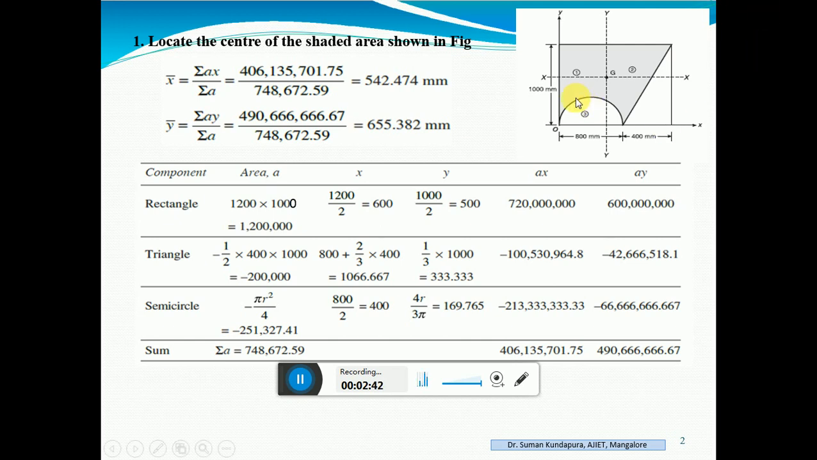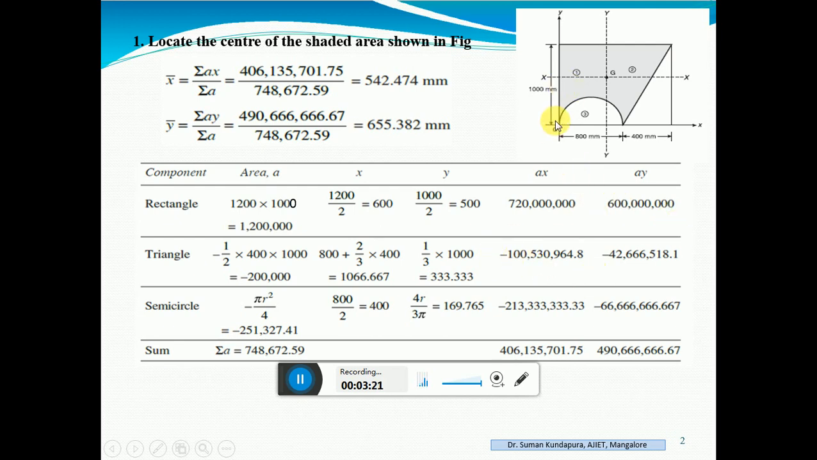Let us find out what is the x distance of this triangle from this point. So we have 800 mm semicircular, that is 800, plus from the apex side of the triangle it is 2/3 of 400. So it is 800 plus 2/3 of 400, you will get 1066.66. And the y distance from the x-axis is 1/3 of this height, 1/3 of 1000, 333.33. Now multiply a into x, a into y, and fill in the respective columns.